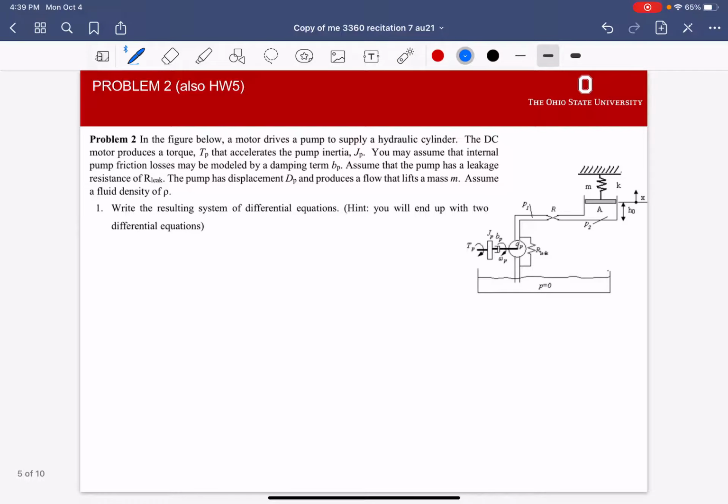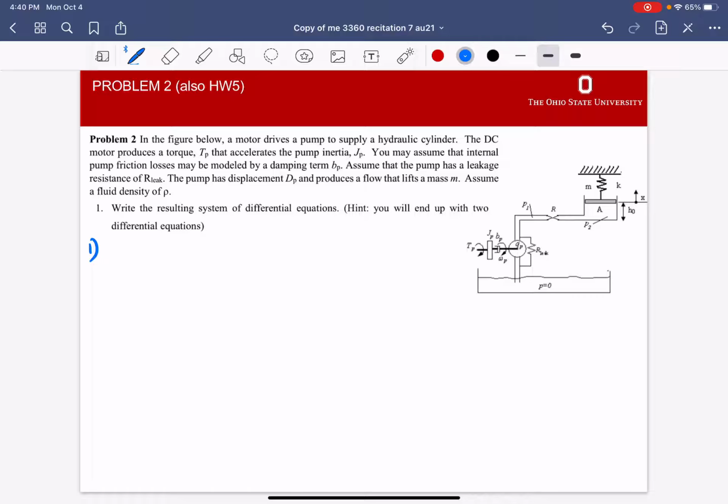The problem that you guys just submitted in your quiz. So we're looking at the first part where we need to set up all the governing equations for this particular system. And they're saying that you will end up with two differential equations, and I did get a lot of questions from students saying that they have more. How are we supposed to reduce that?